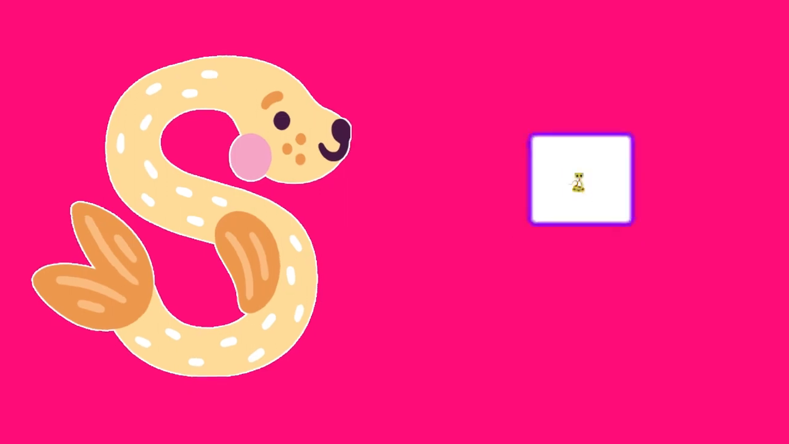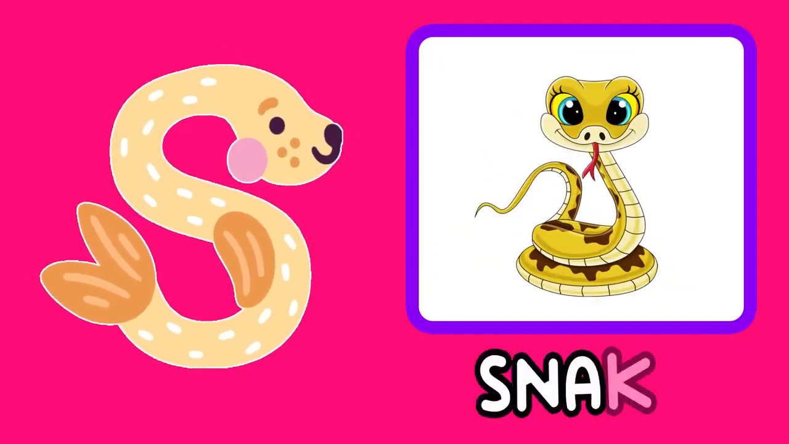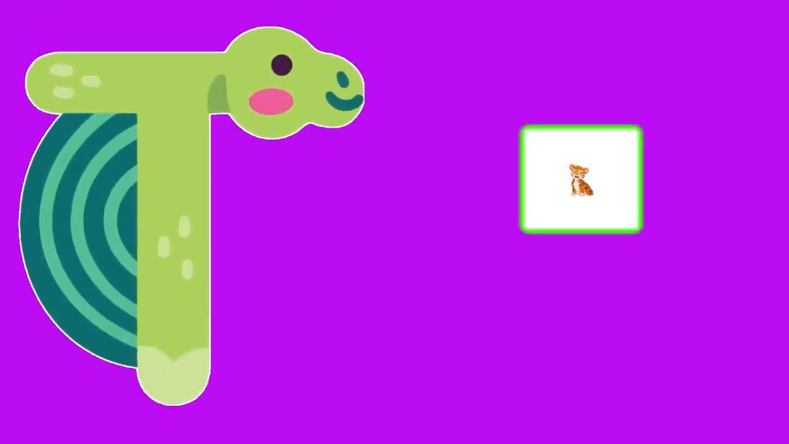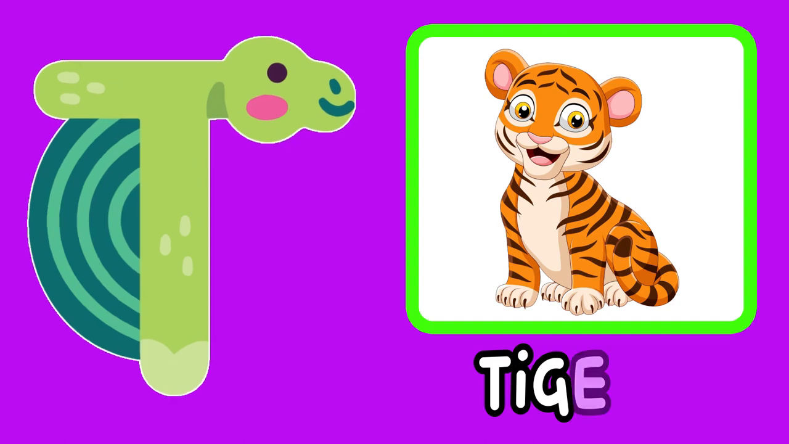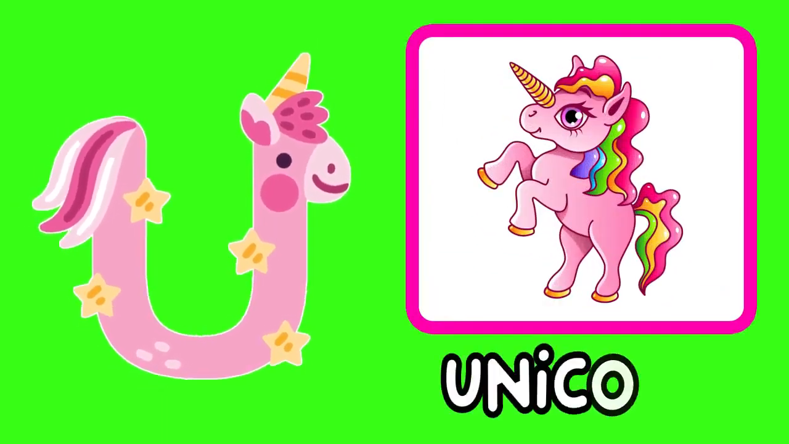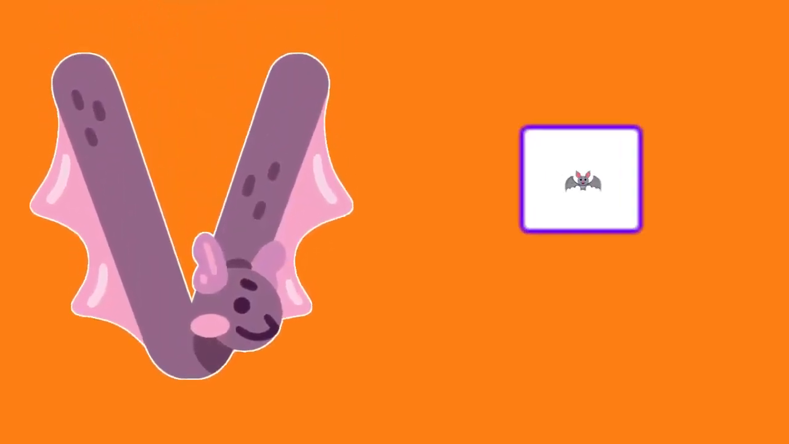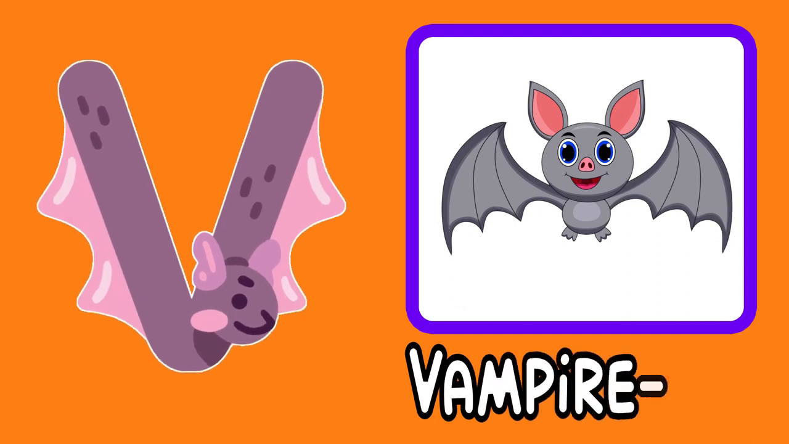S. S for snake. Snake. T. T for tiger. Tiger. U. U for unicorn. Unicorn. V. V for vampire bat. Vampire bat.